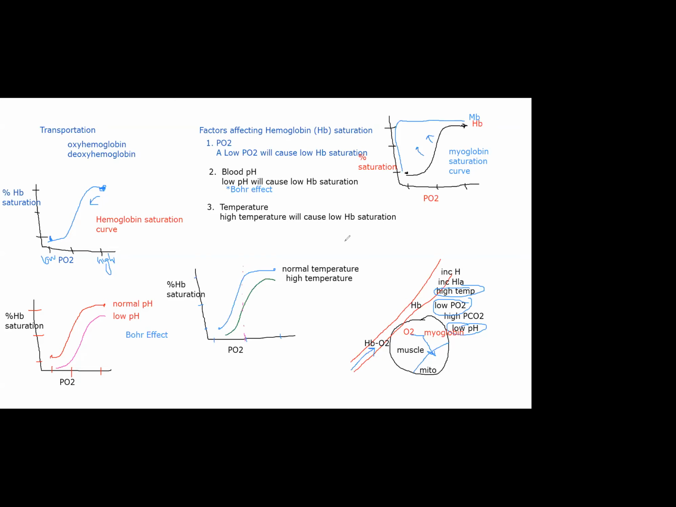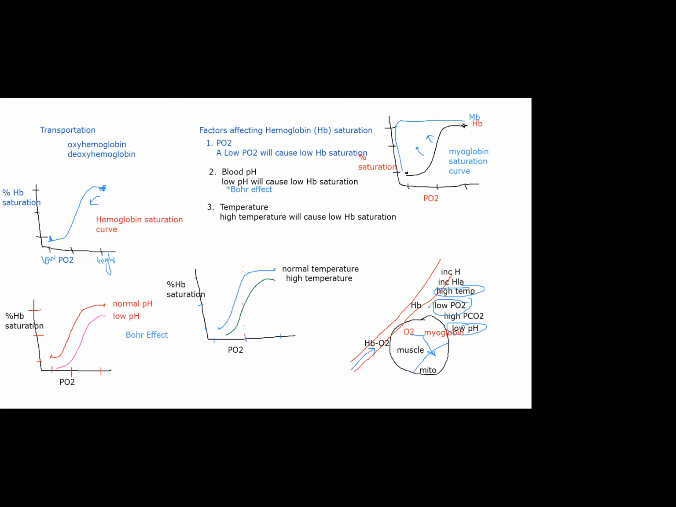Can you say that last part one more time, please? Yes. As PO2 is decreasing, hemoglobin is releasing its oxygen, myoglobin is picking it up. So myoglobin retains its saturation level, retains its affinity for oxygen even at low PO2. That allows the myoglobin to deliver the oxygen to the exercising muscle.